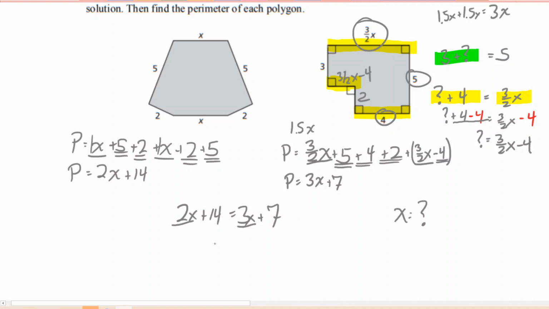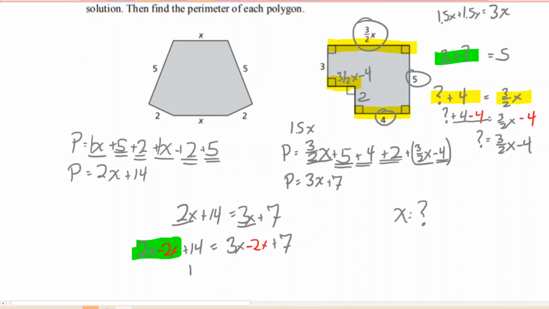That's not good. What I like to tell my students is to figure out which one of these is smaller. Is 2x smaller or is 3x smaller? And 2x should be smaller. So we're going to go ahead and get rid of that 2x by using a zero pair. So we're going to write minus a 2x on both sides. Here's that zero pair. That's going to make a 0.